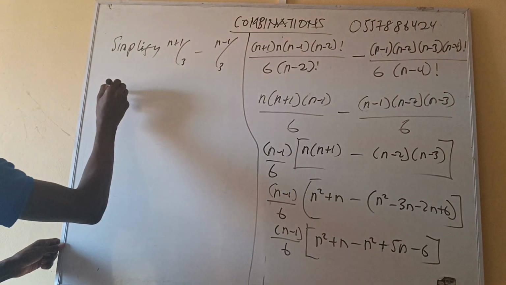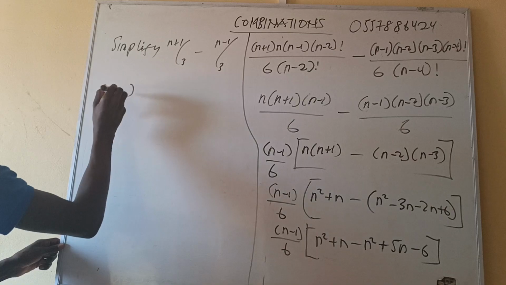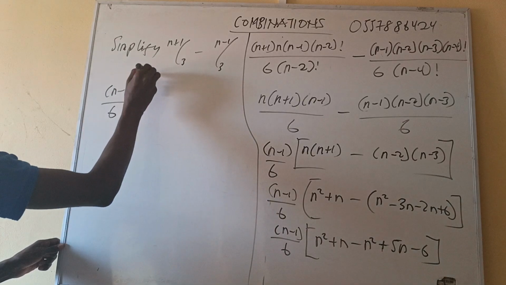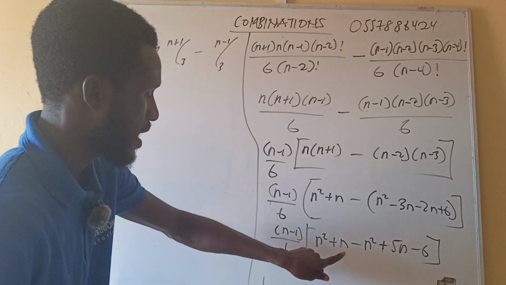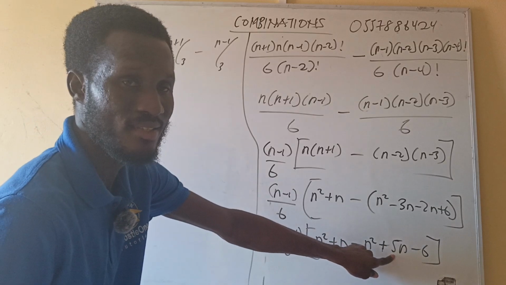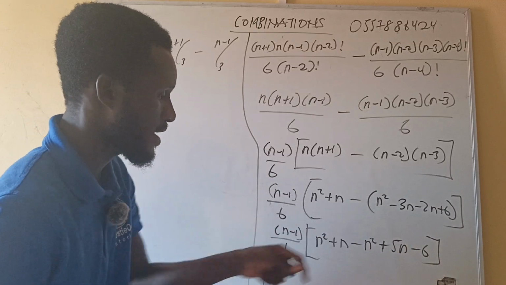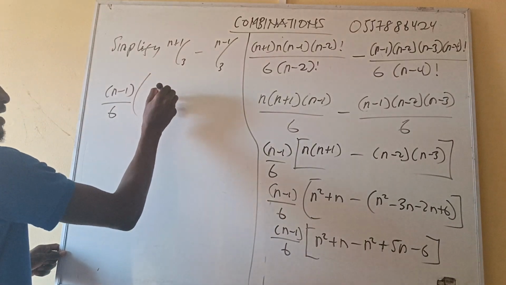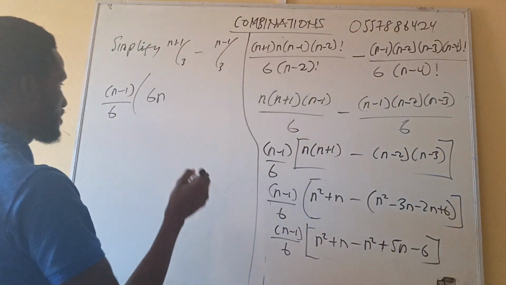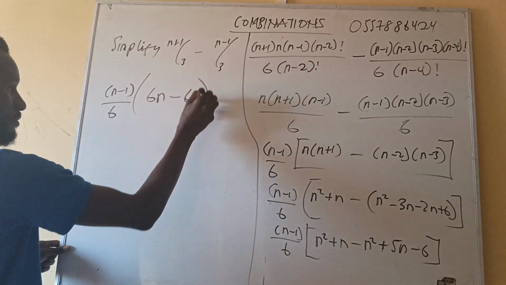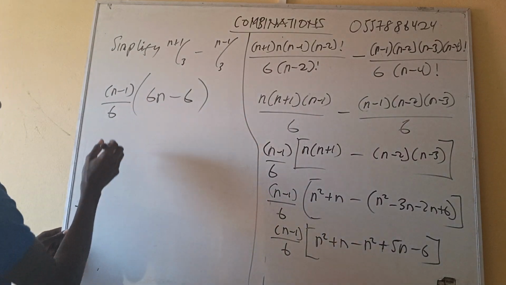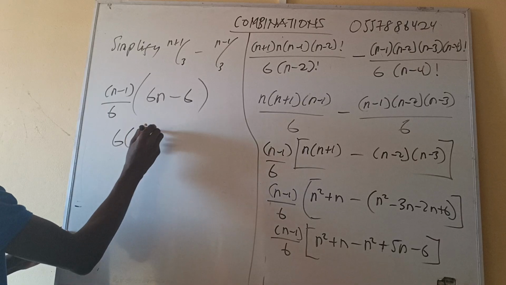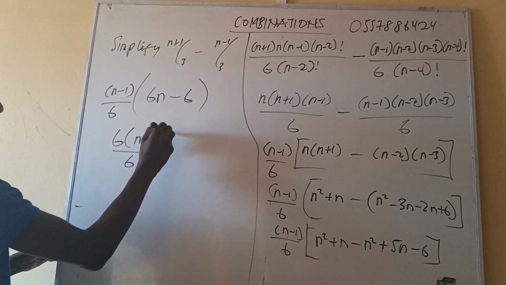I'm going to get n minus 1 all over 6. Now n squared minus n squared will go to 0. I have n plus 5n, which will give us 6n minus 6. Now at this particular point, let me factorize the 6 out. So I'm going to get 6 multiplying n minus 1 all over 6.